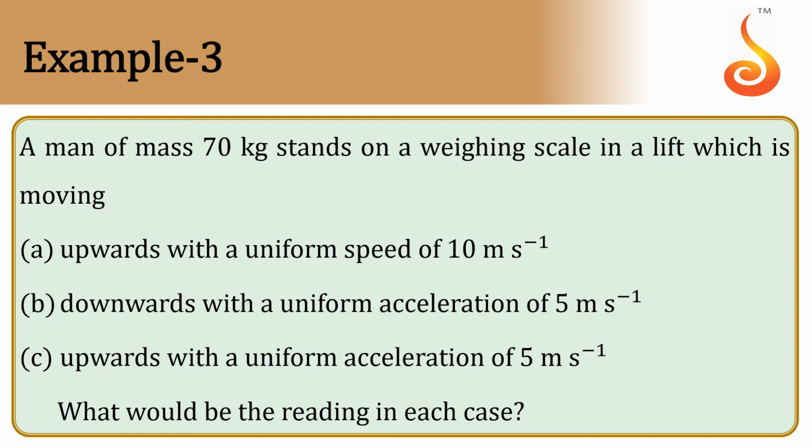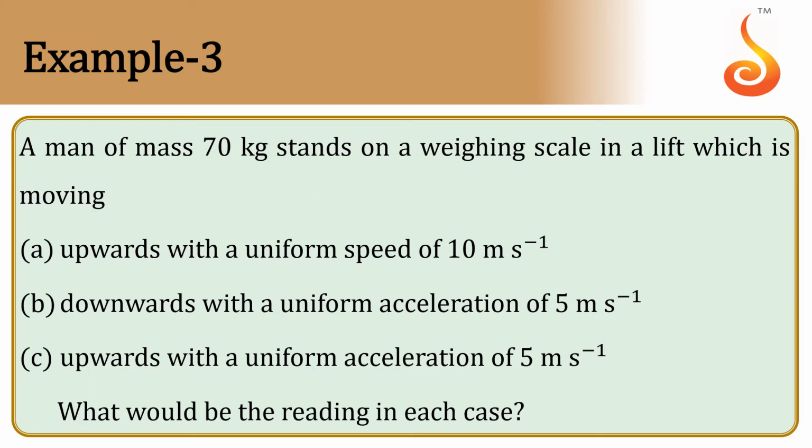Example 3. A man of mass 70 kg stands on a weighing scale in a lift which is moving, option A, upwards with uniform speed 10 meter per second, option B, downward with uniform acceleration 5 meter per second square, option C, upward with uniform acceleration 5 meter per second square. What would be the reading in each case? So we need to calculate what will be the weighing machine reading in each case if his actual mass is 70 kg.